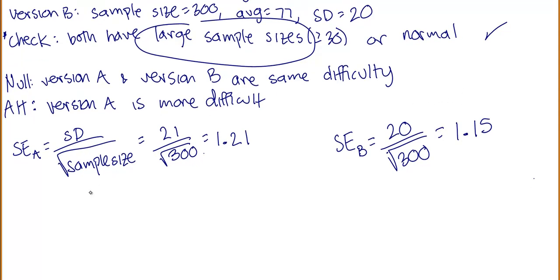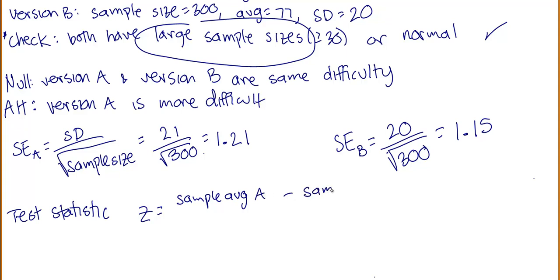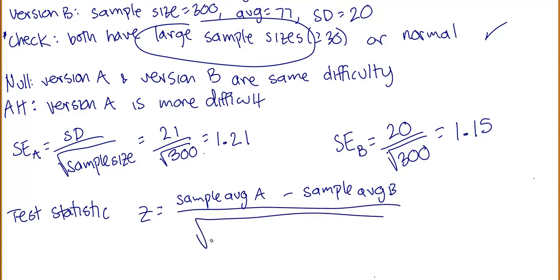The reason we need those is our test statistic is Z equals the sample average for A minus the sample average for B over the square root of the standard error for A squared plus the standard error for B squared.